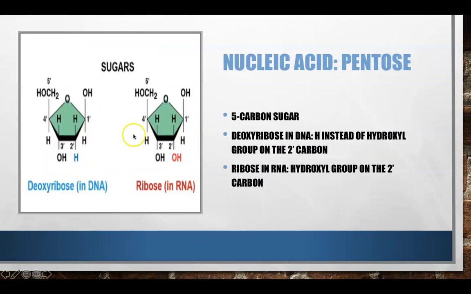The two sugars are either going to be deoxyribose or ribose. That's determined by the functional group that is added to the number 2 carbon. If it contains a hydroxyl group, we call it ribose. If the oxygen is not there, deoxy, we call it deoxyribose. So this is just a ribose that lacks an oxygen at the number 2 carbon.